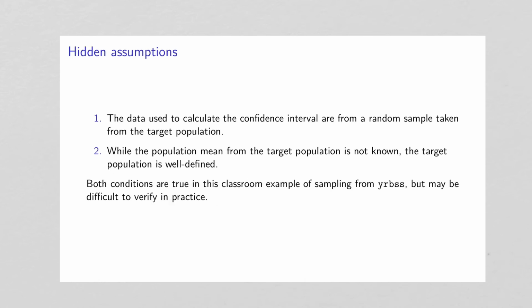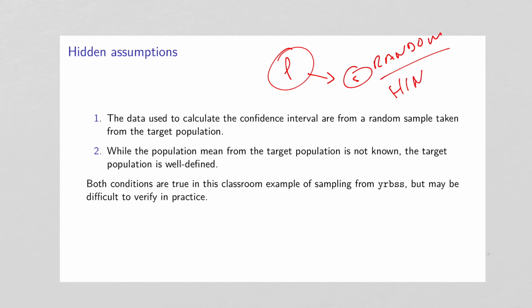The data used to calculate the confidence interval are from a random sample taken from the target population. So we're assuming, like I said before, that when we sample out of a population, our sample is random. Big hint, again, for your midterm and your final exam: randomness. While the population mean for the target population is not known, the target population is well defined. There's not people coming in and out of the target population changing its parameters. We know exactly what our target population is.